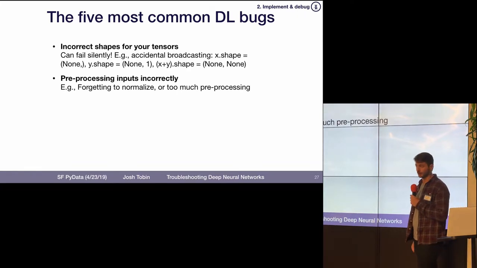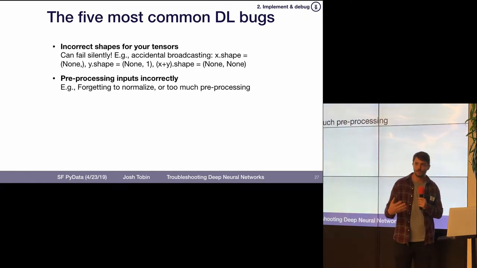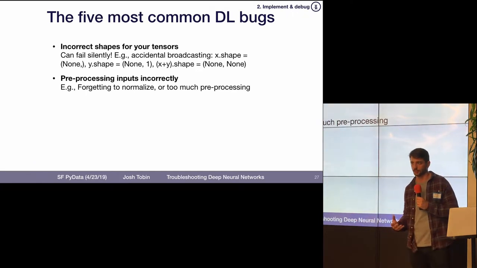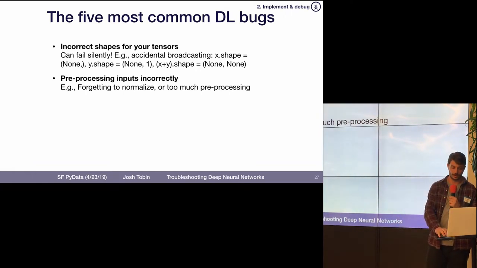Pre-processing your inputs incorrectly, or actually more generally, just problems with your data pipeline. I think for a lot of people with a machine learning background, this is not your first instinct to look at, but is actually the cause of a ton of bugs in deep learning, from my experience.